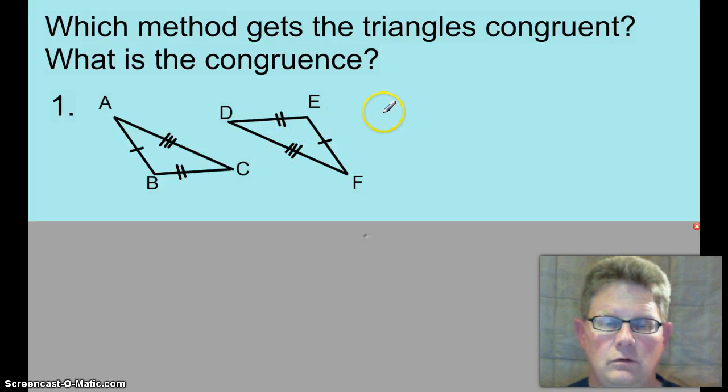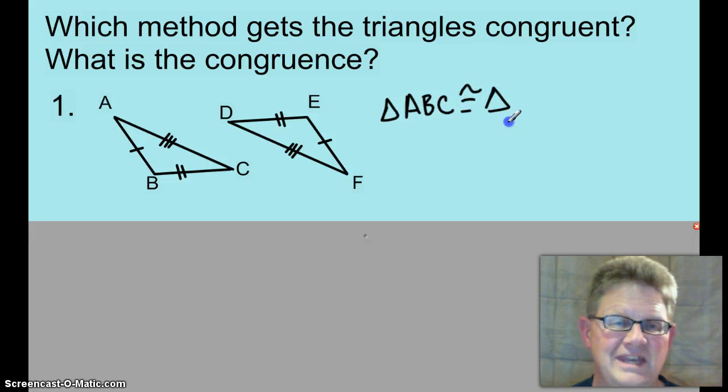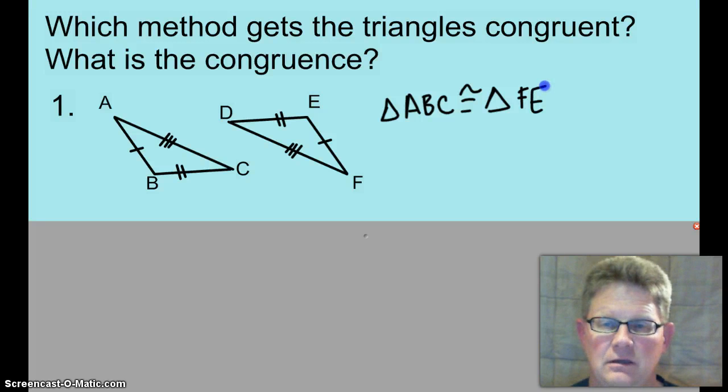And so triangle ABC is congruent to triangle. Okay, what corresponds with the A? That would be the F. What corresponds with B? The E. And what corresponds with the C? The only one left is D. Okay, how did I do that?